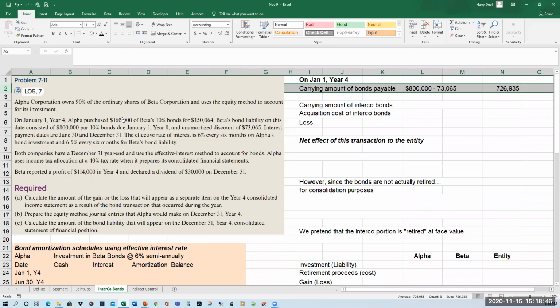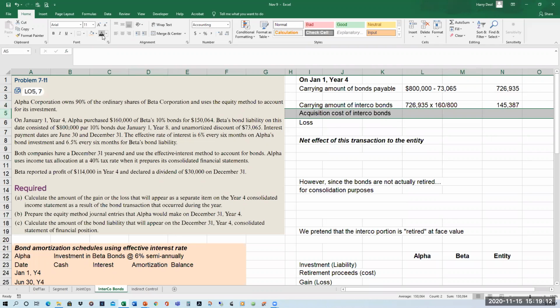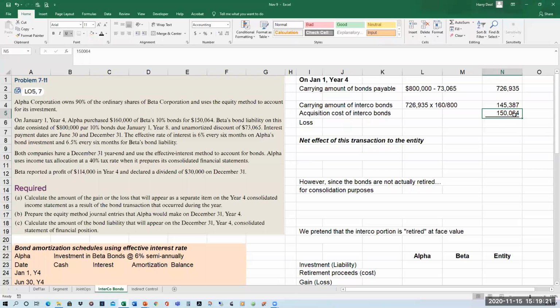Our friend Alpha, the parent company, purchased $160,000 worth of the bonds. So 160,000, you would notice, is 20%, right? So if you calculate 20% of 726,935, the carrying amount of the intracompany bonds works out to 145,387. Alpha has purchased these bonds at a cost of 150,064. So Alpha has paid 150,064 for bonds that had a carrying amount on the books of Beta of 145,387.